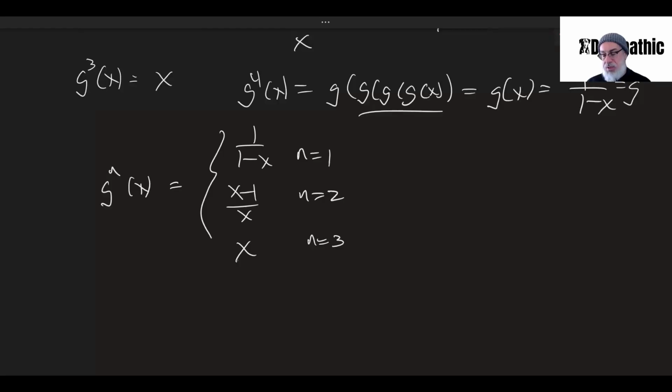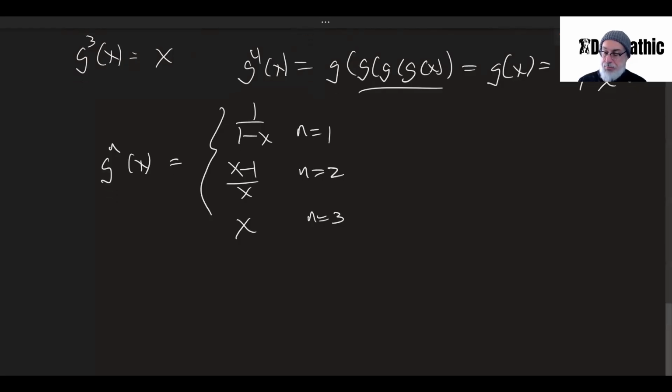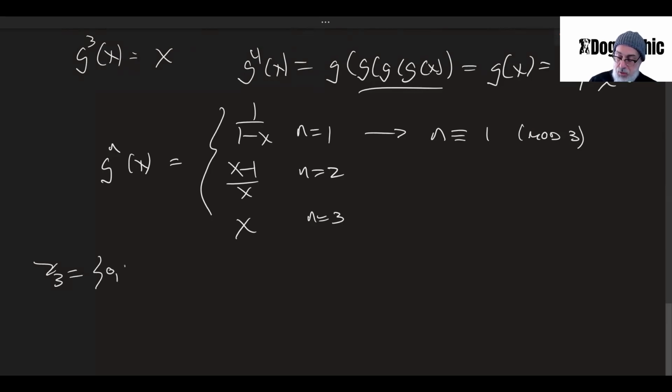Well, when it's 4, we said that it's the same as g of 1. So we need to write this a little better, because we want to capture all possibilities. So n congruent to 1 mod 3 will get us what we want, because we notice that 1, 2, and 3, if I have z mod 3, I have 0, 1, and 2 as the only 3 elements. If you need a review, we've done videos on congruences, mods, all kinds of stuff.